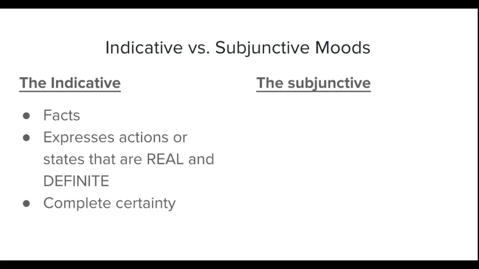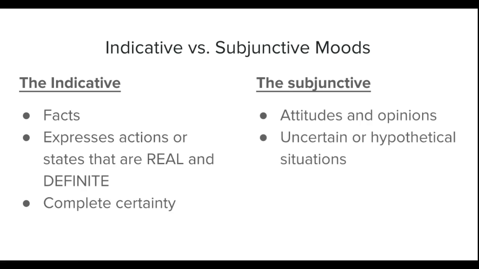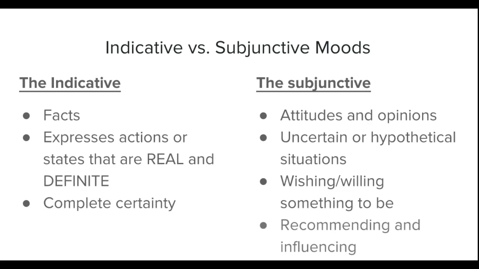When you're using the subjunctive mood, however, you're stating your attitudes or opinions. You're talking about uncertain or hypothetical situations. You're wishing or willing something to be a certain way. You're also using the subjunctive mood when you're recommending or trying to influence someone or something to do a certain thing.